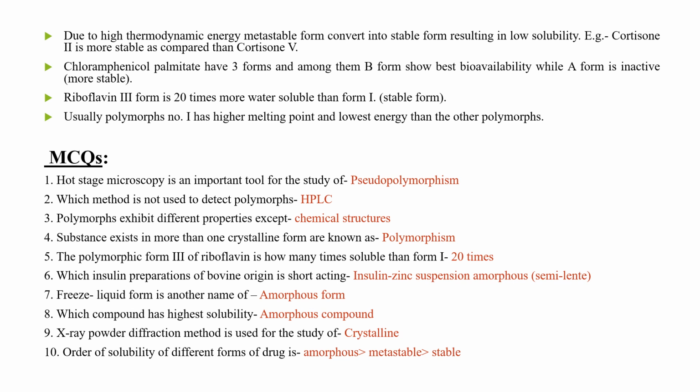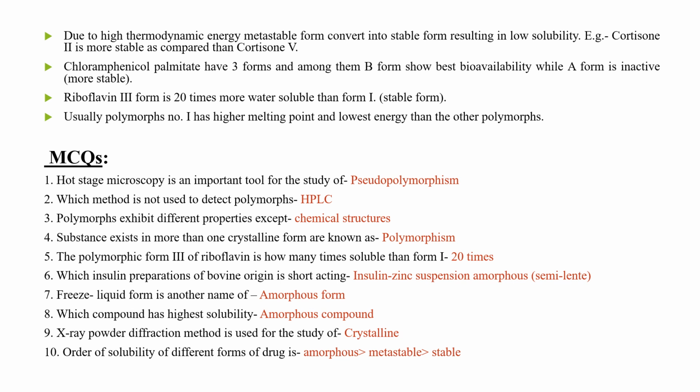Number 5, the polymorphic form 3 of riboflavin is how many times more soluble than form 1? We have already discussed that it is 20 times more soluble than form 1. Number 6, which insulin preparation of bovine origin is short acting? The insulin zinc suspension, the amorphous or semi-lente form of bovine origin, is the short-acting form. Number 7, freeze liquid form is another name of amorphous form.